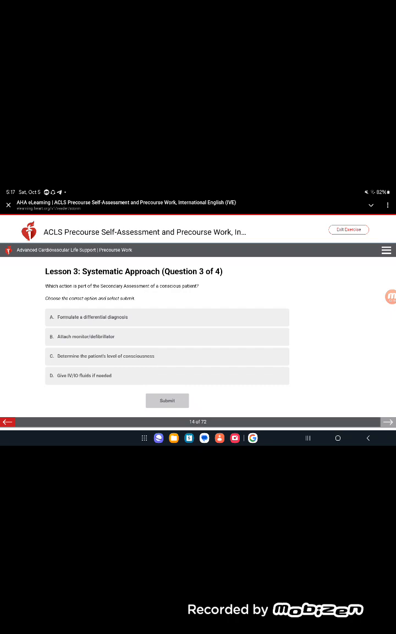Which action is a part of secondary assessment of a conscious patient? Formulate a differential diagnosis, attach monitor defibrillator, determine patient level of consciousness, give IV fluid.